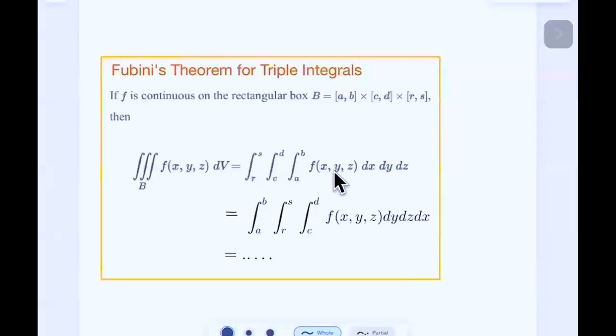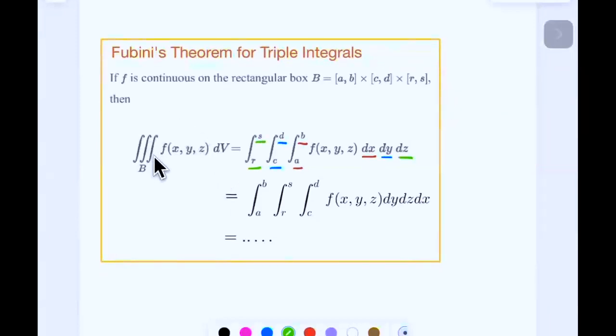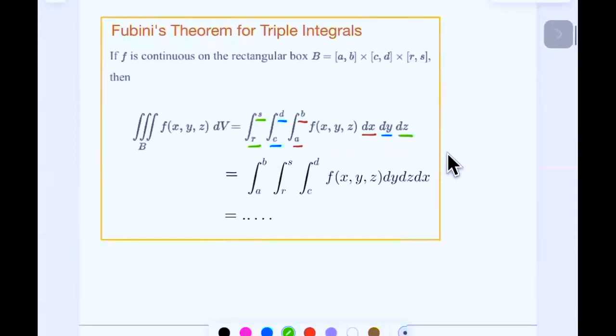So over here, we have the triple integral of the function over this box B. Then you can put dx, dy, dz. Let me highlight this. x goes from a to b, y goes from c to d, the box, right? And z goes from r to s. So we can express the triple integral over that box this way, but that's not the only way.